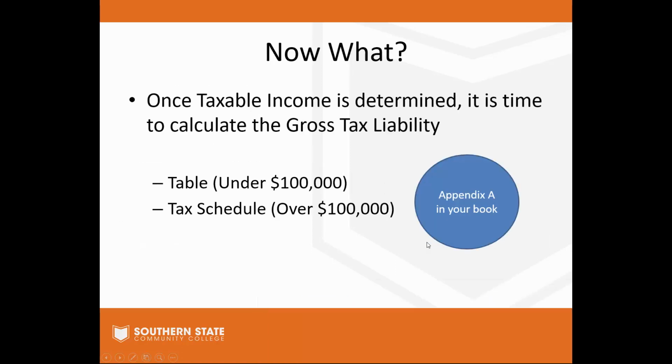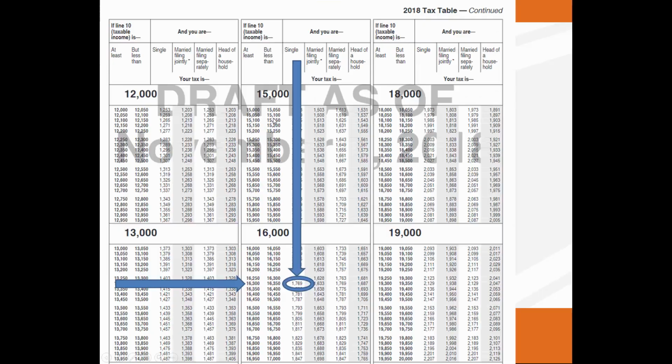Now, what do you do after that? How do we figure out the tax liability? We know how much our taxable income is. Where do we get the amount that is owed in taxes? There are tables that we can use if the taxable income is under $100,000. If it's over $100,000, we look at a tax schedule and do a calculation. We'll look at those later on, but I want to show you right now how to use the table. Both of these are in Appendix A of your book.